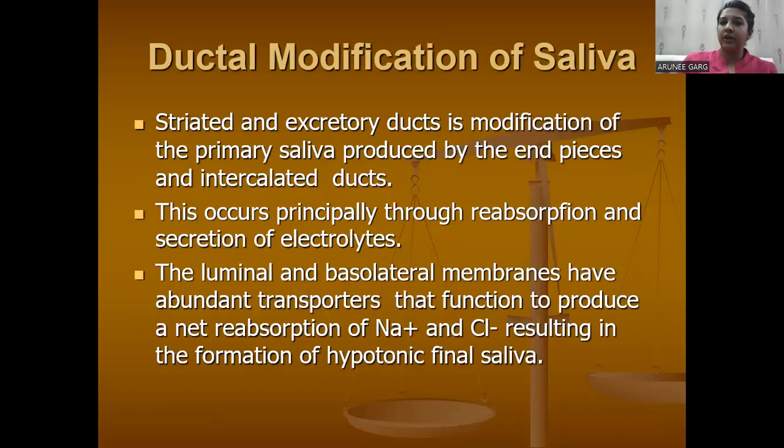Now, how does the duct modify the composition of the saliva? The striated and the excretory ducts modify the primary saliva, which is produced by the end pieces and the intercalated ducts. This occurs principally, as mentioned before, through reabsorption and secretion of the electrolytes in the saliva. The luminal and the basolateral membranes have abundant transporters that function to produce a net reabsorption of sodium and chloride ions, resulting in the formation of hypotonic final saliva. The primary saliva is isotonic, but the final saliva is hypotonic.